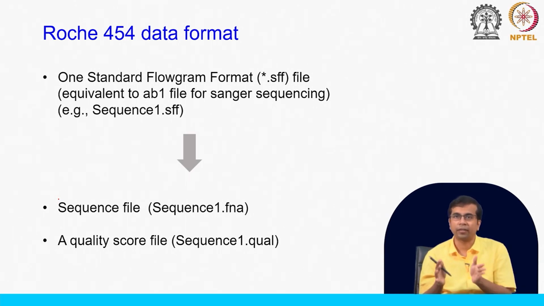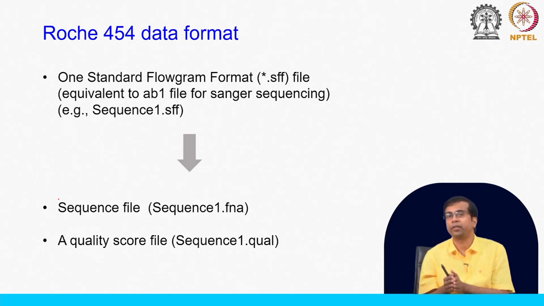This is something that is done by the program. When you get the output from 454 data, you will get these two different files. You will get the SFF file, along with the sequence file, which is sequence1.fna, for example, and you will also get a quality score file, which is sequence1.qual. So you will see these two files typically.